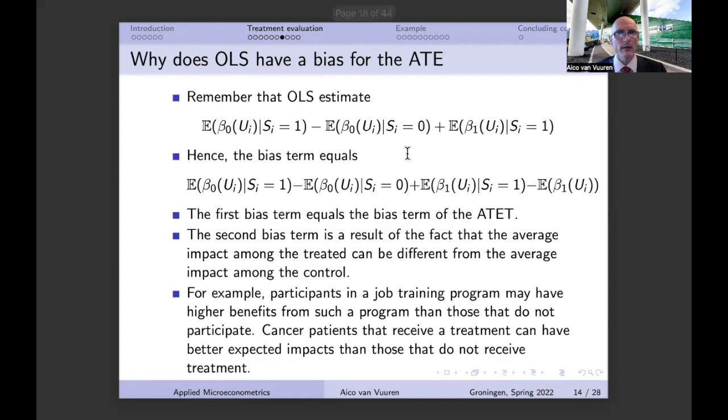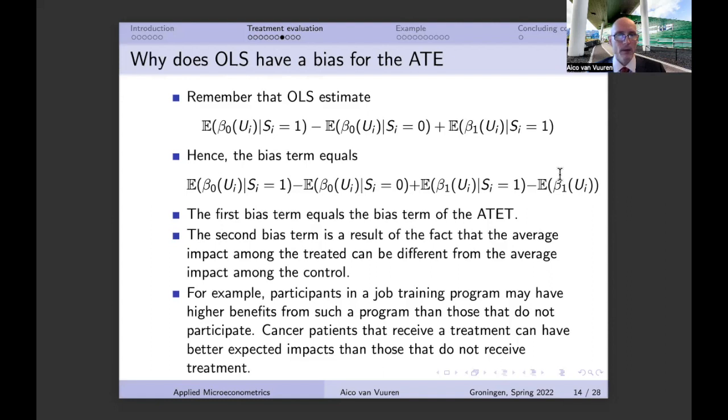Now the question arises, why does ordinary least squares have a bias for the average treatment effect? Well, for that, remember that ordinary least squares tries to estimate this thing that we have over here. That's a thing that we have already seen a couple of times before. And then we should also realize that the bias term that we're going to get is equal to these terms that we have over here, minus, of course, what you intend to estimate, and that is this mean that we have over here.